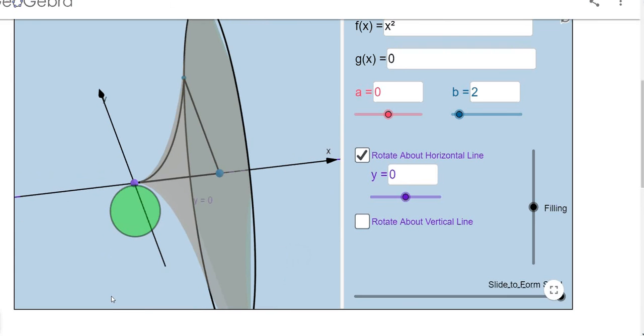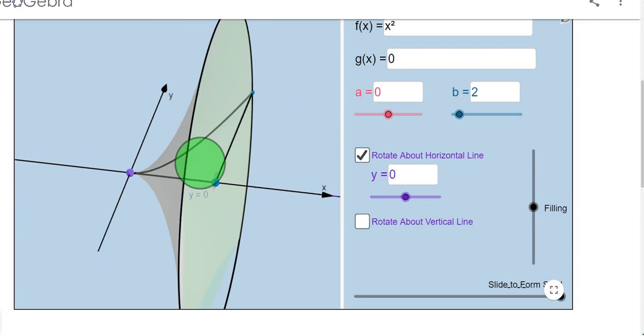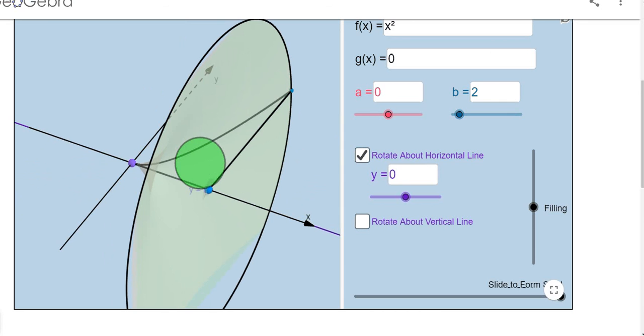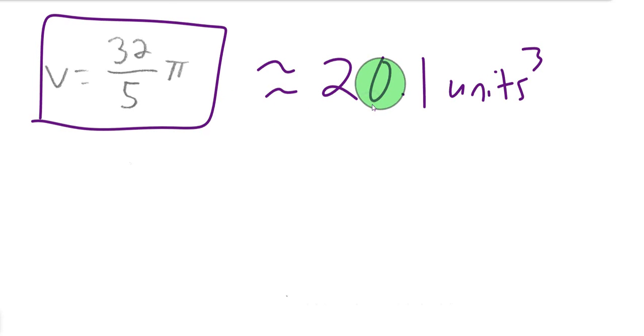And that's it. It's very similar to cross-sectional volume in that your cross-sections are just disks. So that's what's called the disk method. You're integrating from 0 to 2 of all of those individual areas of circles to get the total volume of the solid. And again, in this case, it is 32 over 5 pi, which as a decimal is around 20.1 cubic units. If you have any other questions about this example, let me know.